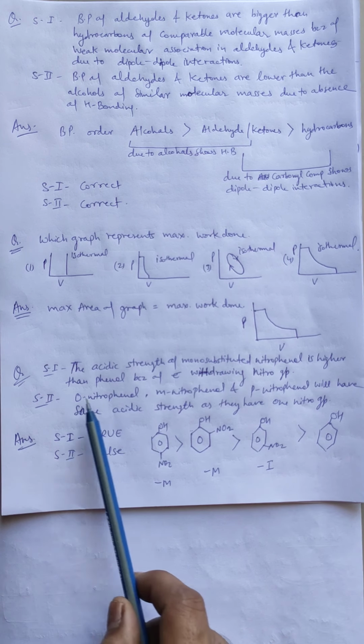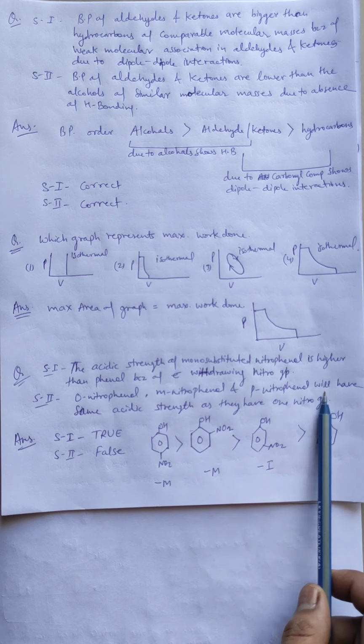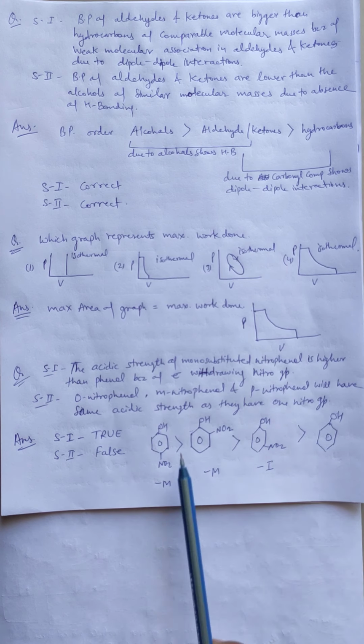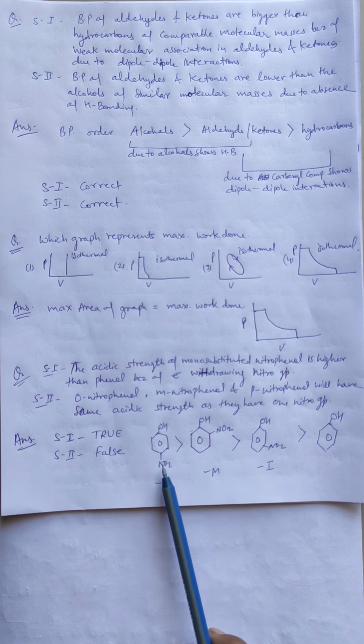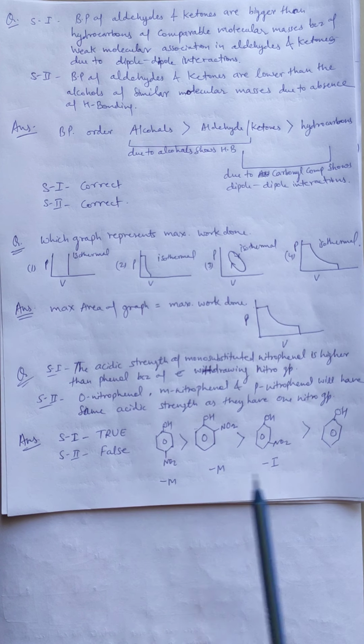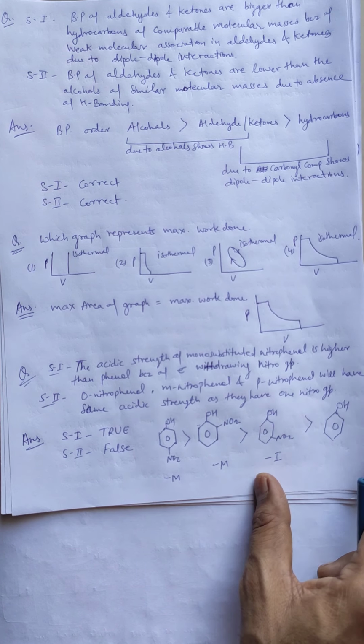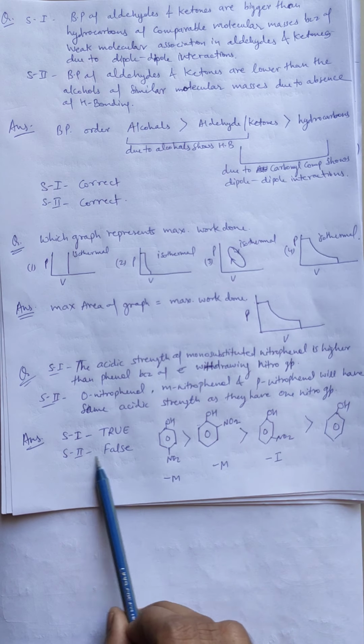Now statement 2, ortho-nitrophenol, meta-nitrophenol and para-nitrophenol will have same acidic strength as they have one nitro group. No, it is false, because they show different effects. Ortho and para show minus M, and meta shows minus I. Okay, so it is false. So statement 1 is true, statement 2 is false.